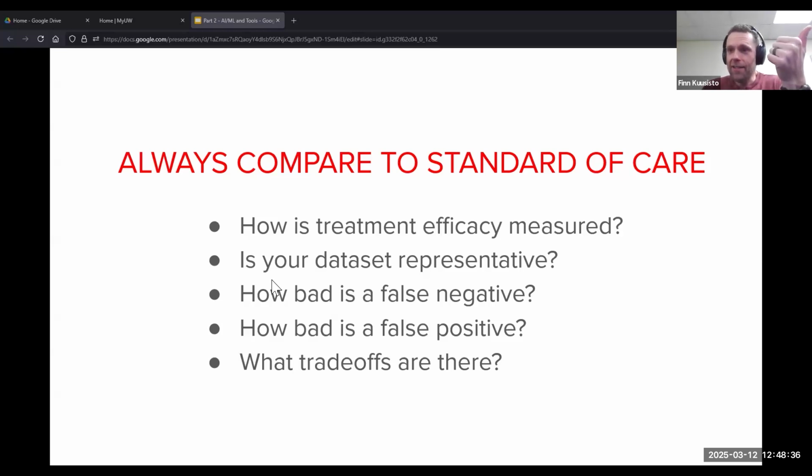And are you measuring that when you're evaluating your models? Is your data set representative of the real world? How bad is a false negative? How bad is a false positive? And what trade-offs are there? So you always have to be thinking about the standard of care. That's the most important thing. I don't know why that doesn't, it's still a problem.